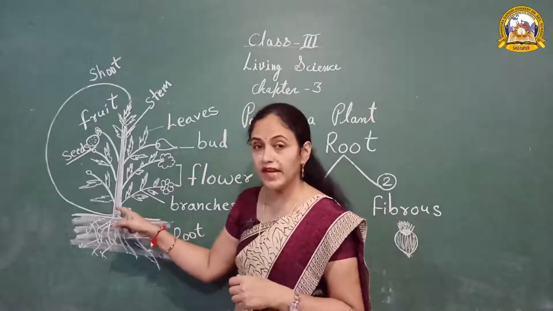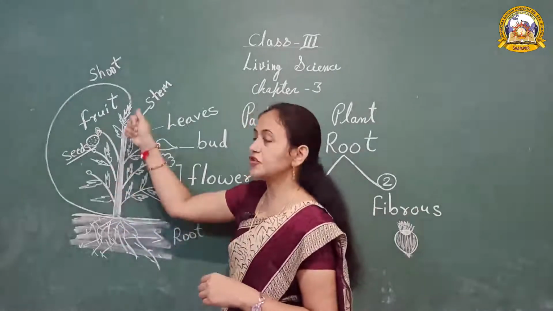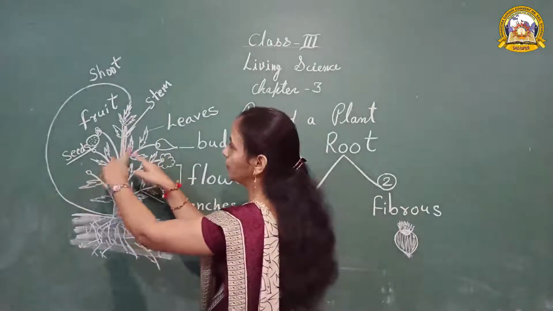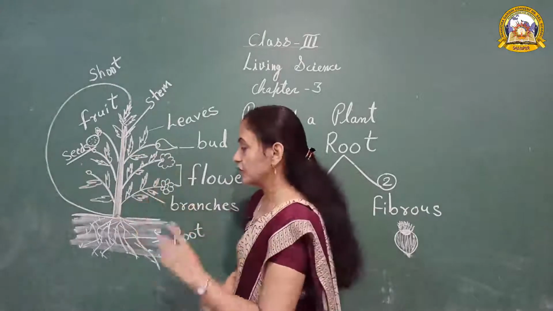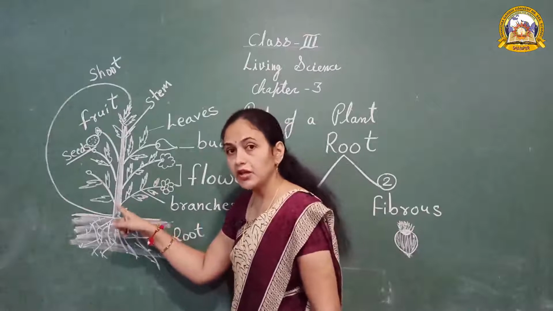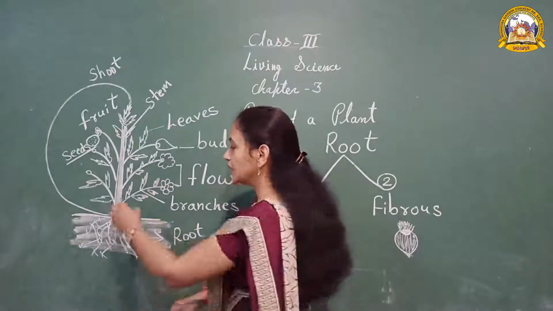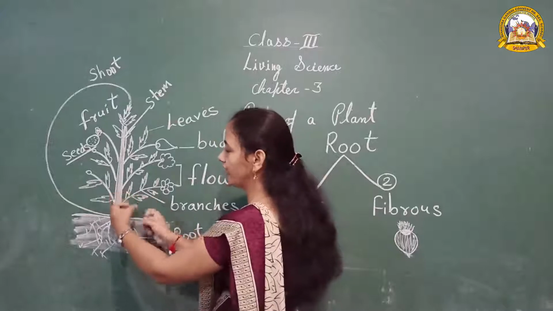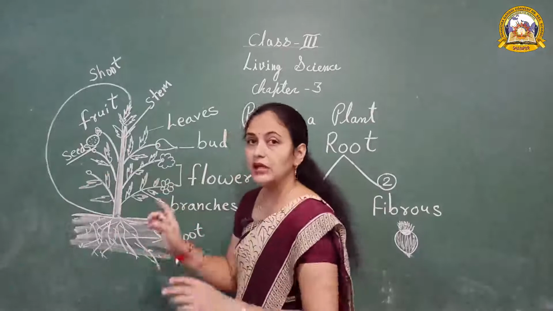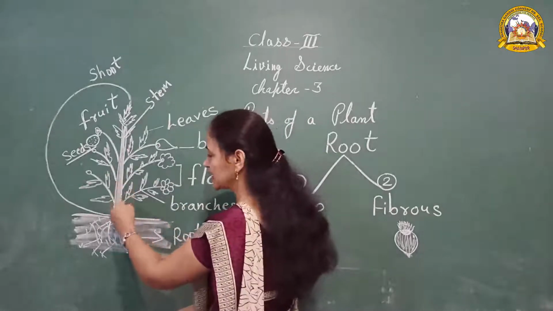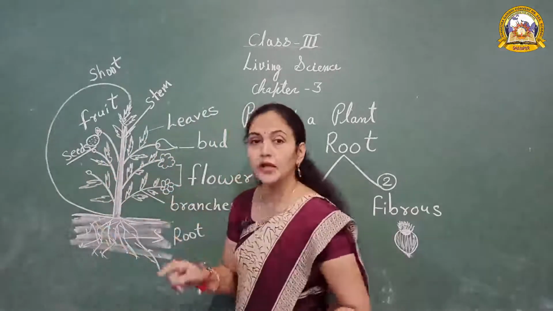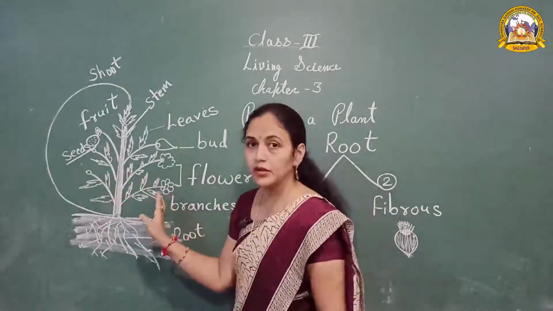Now look here again. What is the function of the stem? The stem holds the plant upright and gives support to all the branches. One more function is there. When the root supplies the water to the stem, the stem also carries and supplies water to all the parts of the plant, up to the leaves.